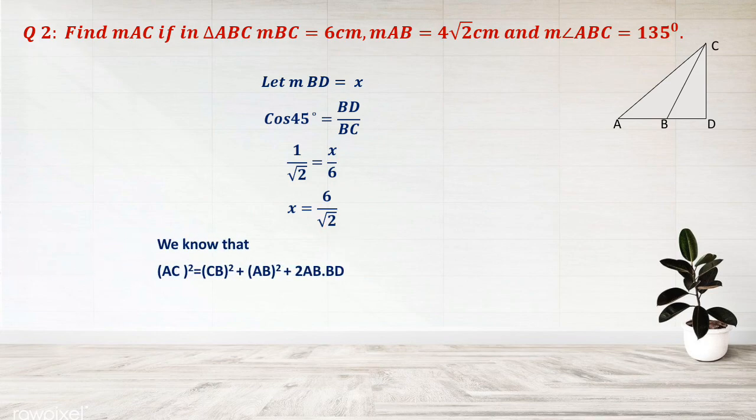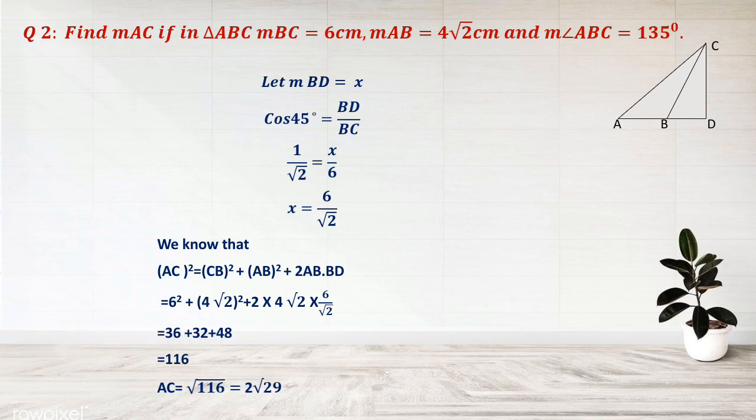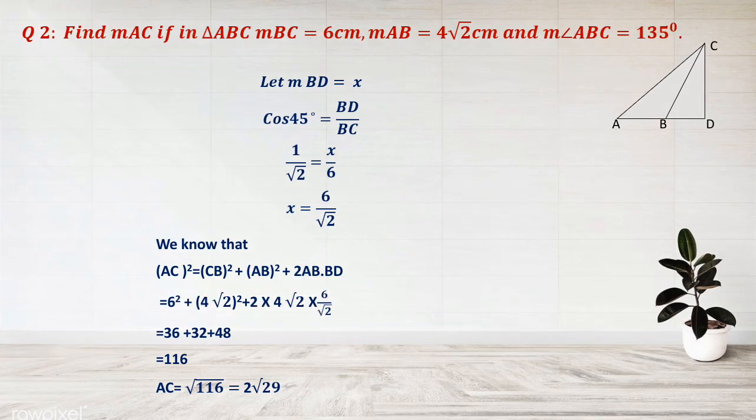Now students, we know the theorem: the square on the side which is opposite to the obtuse angle, AC square, should be equal to the sum of the squares of the sides, AB square plus BC square, together with twice the rectangle contained by one of its sides, which is AB, and the projection on it of the other, which is BD. Substitute all the values here, and we are left with the value of AC, which is equal to 2 square root 29. Use a calculator for the calculation.